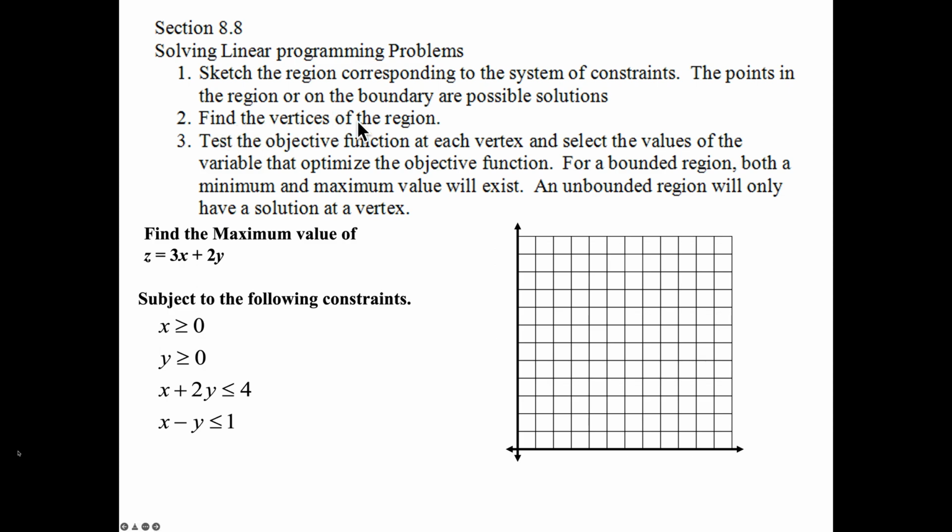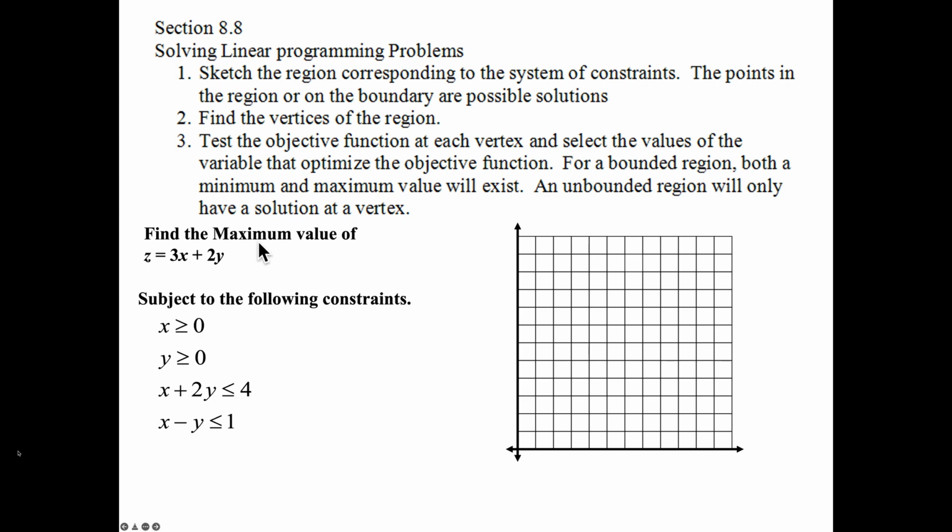We're going to find the vertices of the region. This means where they intersect. We're going to test the objective function, usually traditionally given with a z equals, and we have some number times x plus or minus some number times a y. This is where we're going to test those intersecting points or your vertices into here. And we're going to test to see if our z is going to be a minimum or a maximum value, if it exists. All right?